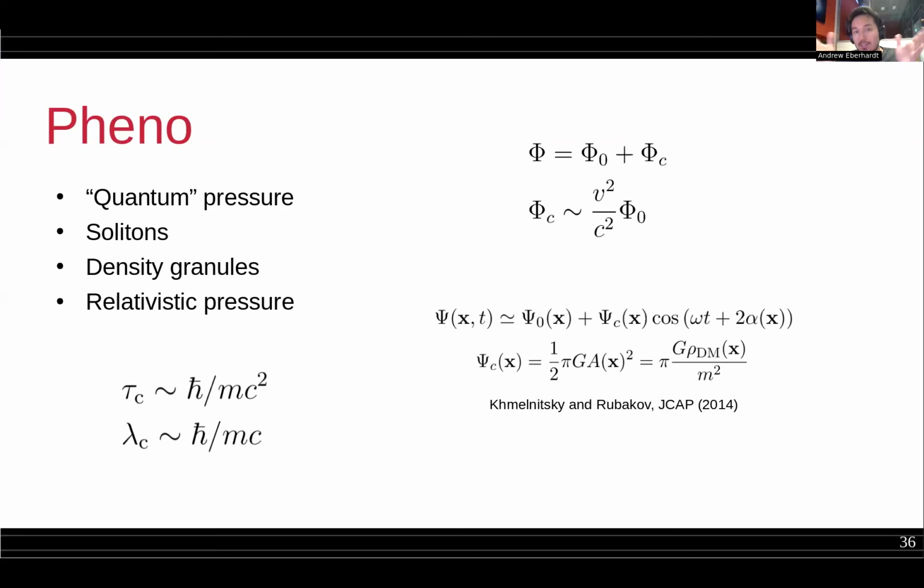Now, this oscillating potential is V squared suppressed compared to the slowly varying potential, which of course makes sense. The relativistic correction shouldn't be much larger than V squared. But nonetheless, this gives us a Compton frequency oscillation in our potential, and this can be probed with things that are very sensitive to the structure of space-time, like pulsar interference.